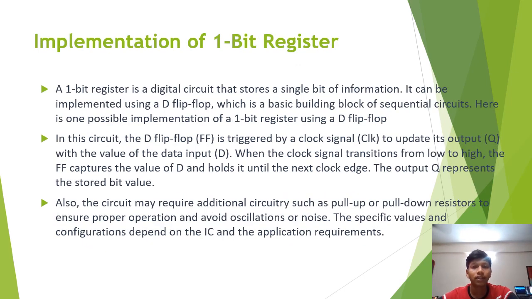Implementation of the 1-bit register. Generally, a 1-bit register is implemented using D flip-flops. In this circuit, the D flip-flop is triggered by the clock signal to update its output. When the clock signal transitions from low to high, the flip-flop captures D and holds it until the next clock edge. The circuit may also use additional circuitry such as pull-ups and pull-downs to ensure proper operation and avoid noise and oscillations, which are disturbances.